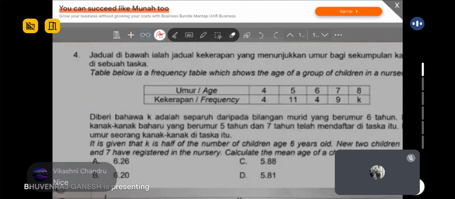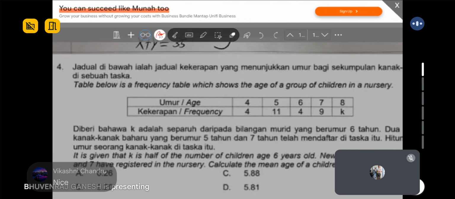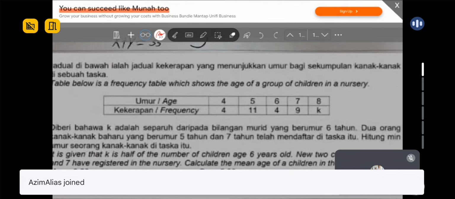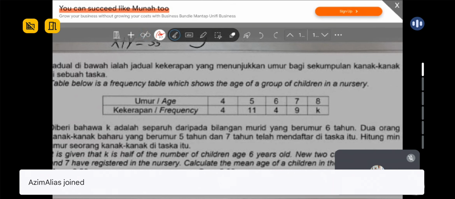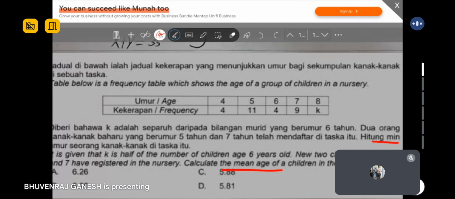Never mind. Okay, guys. So for this question, soalan ni. Okay, so they ask you to find the mean age. Okay, cari mean umur. Okay, so guys, first step, you must find the K. Okay, kamu kena cari nilai K. Because without the K value, you cannot find the mean. Okay, tanpa nilai K, pasti tak boleh cari mean.